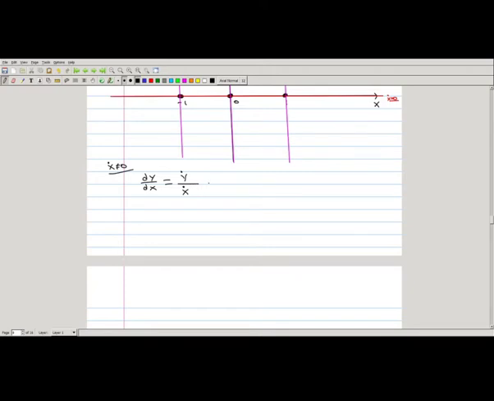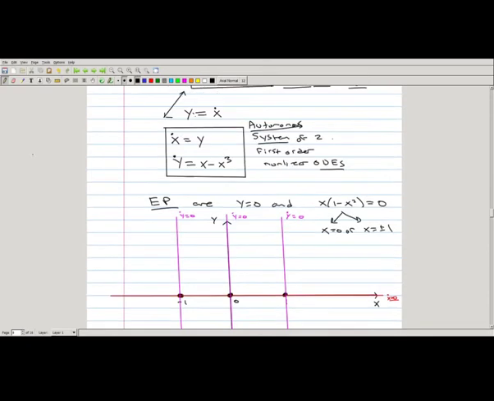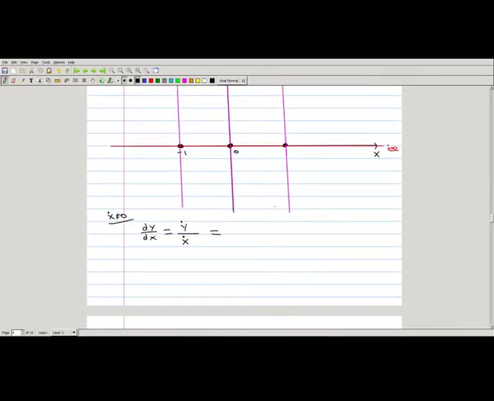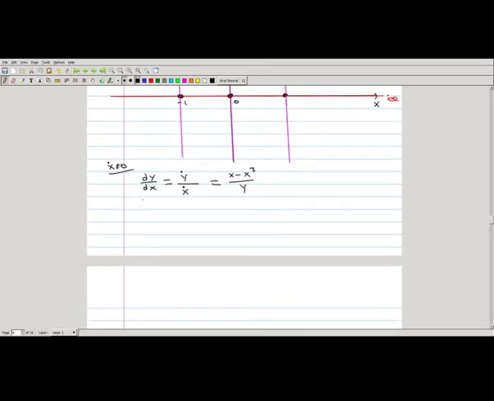Then we get that this is going to be equal to x minus x cubed over y, which is again a separable differential equation for x and y. So we can go through and this is going to be the integral of y dy, the antiderivative of y dy, is going to be the antiderivative of x minus x cubed dx, which gives us that y squared over 2 is equal to x squared over 2 minus x to the 4th over 4 plus some constant c.